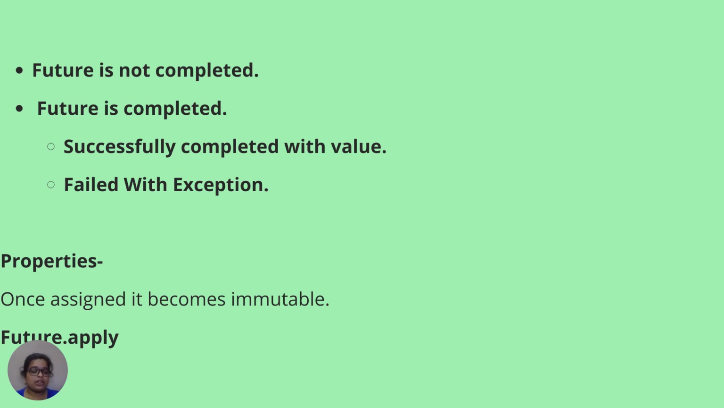An important property of future is that it may only be assigned once. Once a value is assigned to a future, it becomes in effect immutable and it can never be overwritten. The simplest way to create a future object is to invoke the Future.apply method, which starts an asynchronous computation and returns a future holding the result of that computation. The result becomes available once the future is completed.